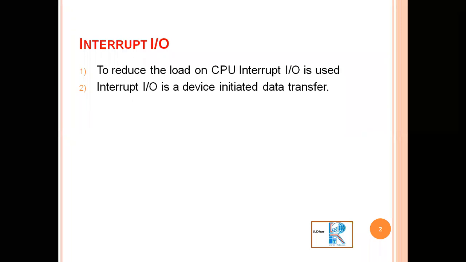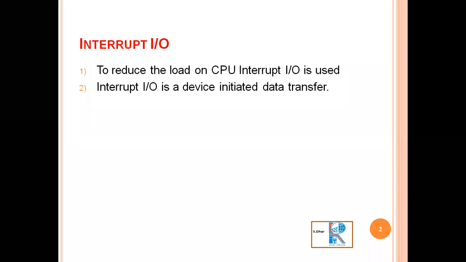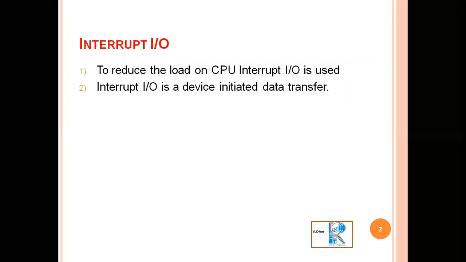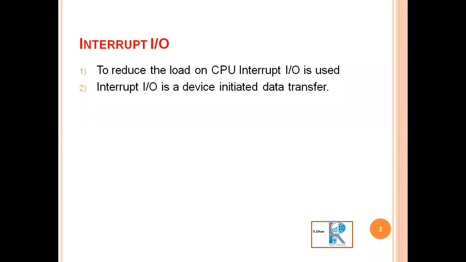Again, I repeat, in the interrupt driven I/O, suppose the CPU is executing a set of instructions. Sometimes the I/O is ready. It will send one signal to the CPU that, see, I am ready to transfer the data with you. Then the CPU will stop the execution of the current instruction and go to the particular program called the interrupt handler or interrupt service routine, that is written for the particular device. It will execute that routine. After the completion of the routine, it will go back to the previous instruction it was executing. So this is called the device initiated data transfer. That means when I/O is ready, it will send the interrupt.